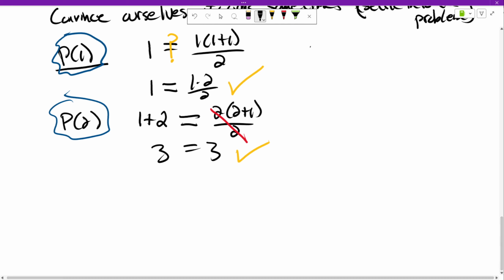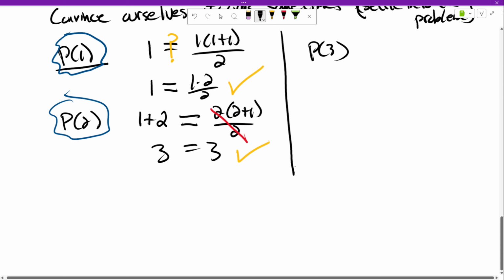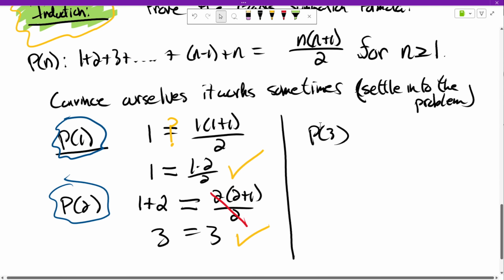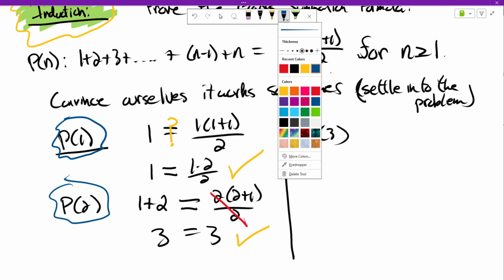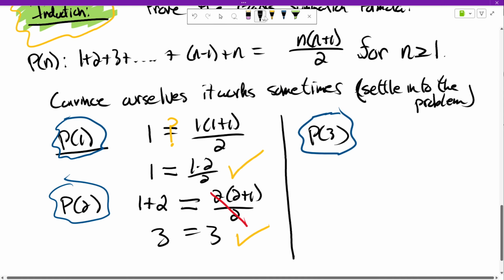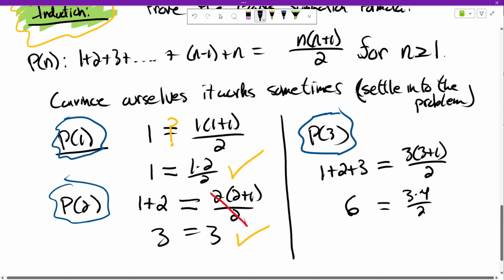Let's do one more step. Let's do P(3). Let's scroll back up so we can look at the formula. We need to start adding at 1 and stop adding at 3, and then plug in on the right-hand side n equal to 3. On the left, we get 1 plus 2 plus 3 is 6. On the right, we get 3 times 4 over 2, which is 12 over 2, which is 6. So we're golden here too. It seems to work at least for the first 3 cases.